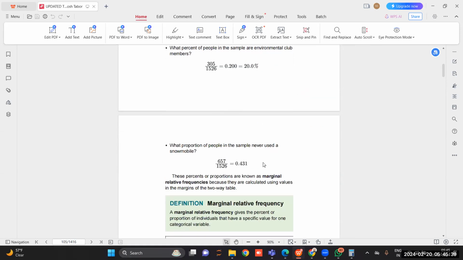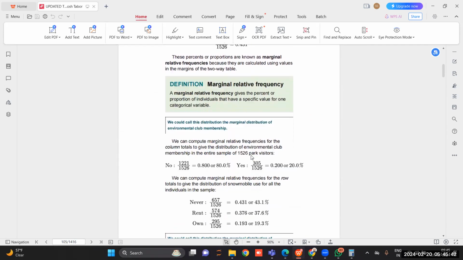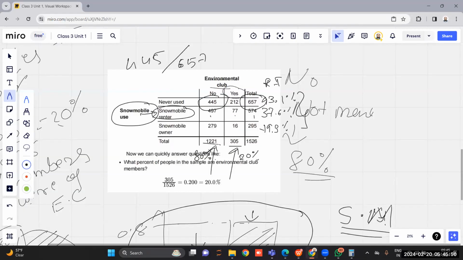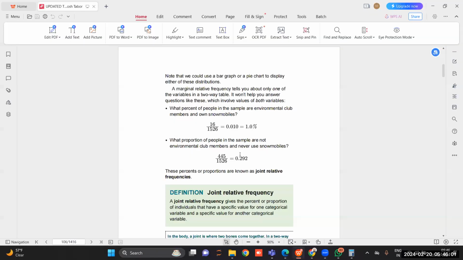So see how he has done. 445, we'll divide it by the total number of observations. 445 divided by 1526. So it will give me the relative frequency. So what will it give me?